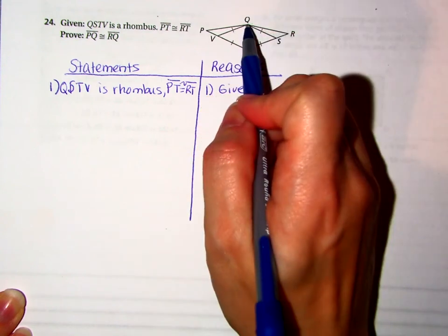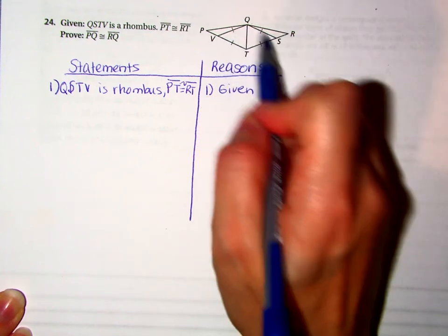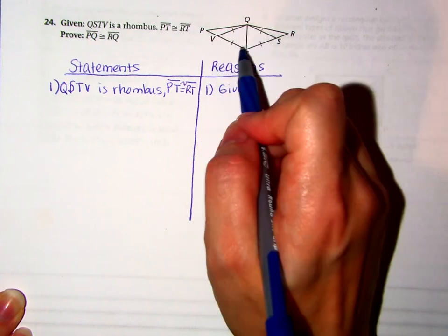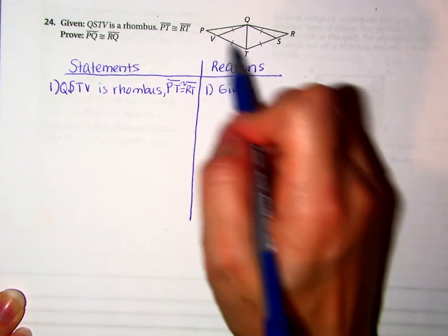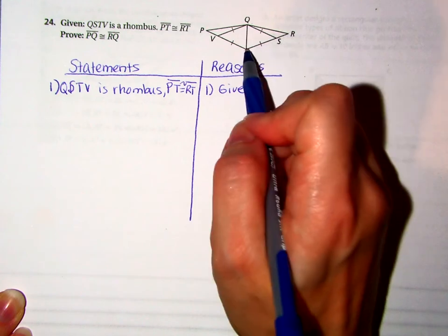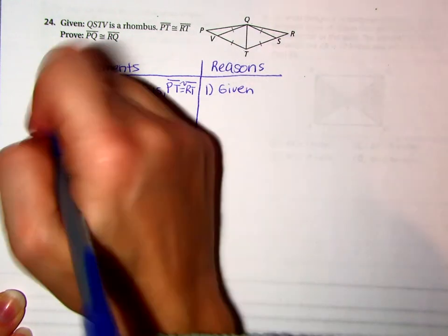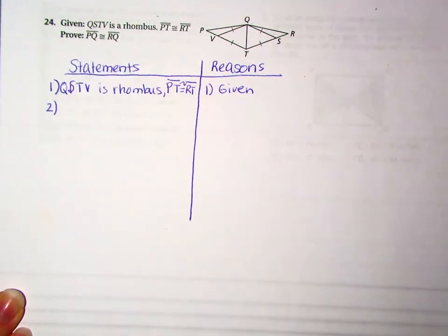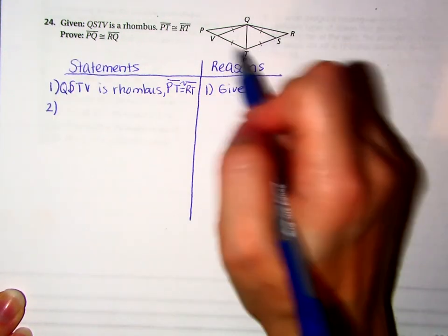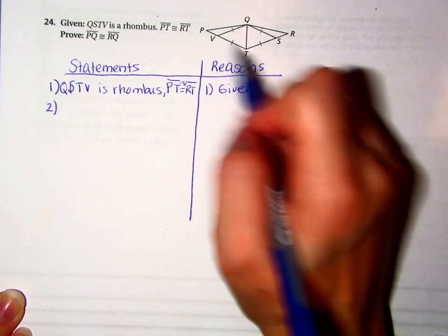This right here, the QSTV, that means this shape inside here is a rhombus, and I've also been told this long side and this long side are congruent, which is kind of hard to mark because I already have some markings in here. So what I'm going to do is go ahead and jump into number 2. If this is a rhombus, what does that mean? Why would they tell me something like that?